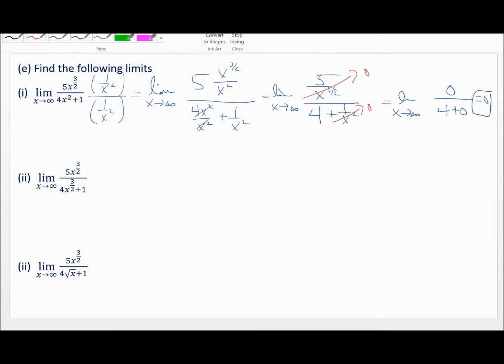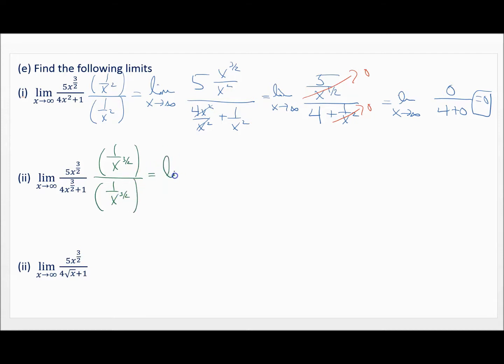Now compare that to the next one, which looks almost just like it, but the highest power of the denominator is 3/2. So I'm going to multiply the numerator by 1 over x to the 3/2. I'm going to multiply the denominator by 1 over x to the 3/2.